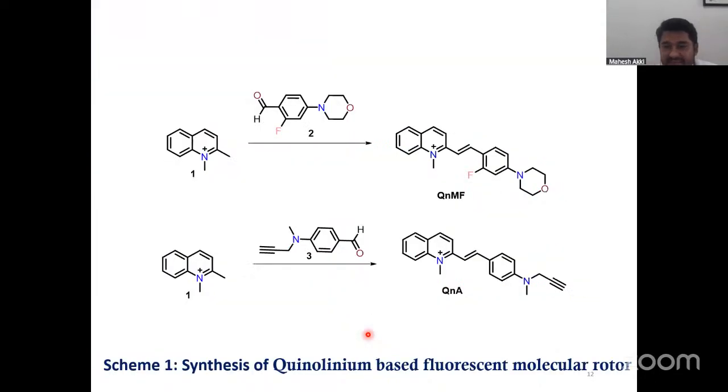So here we can see the molecules. We have used two molecules for the detection of G quadruplex. One is QNMF. QNMF was synthesized using 1,2-dimethyl quinolinium iodide with the morpholine-derived benzaldehyde derivative. So we got the molecule QNMF, and the second one is QNA. Here the N-methylated benzaldehyde was treated with 1,2-dimethyl quinolinium iodide to give the molecule QNA.